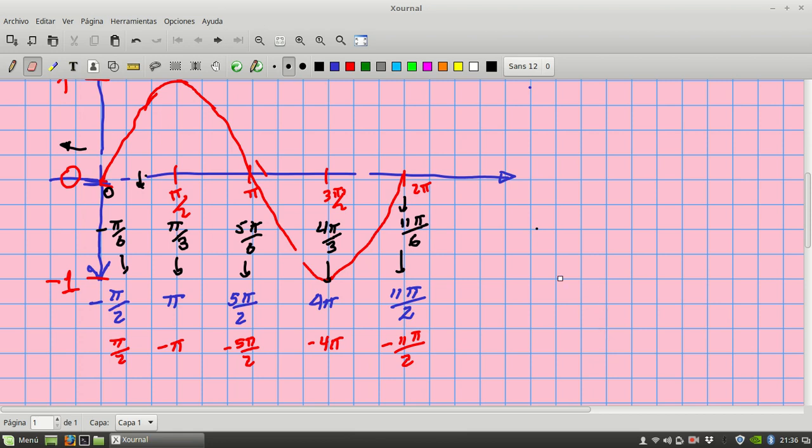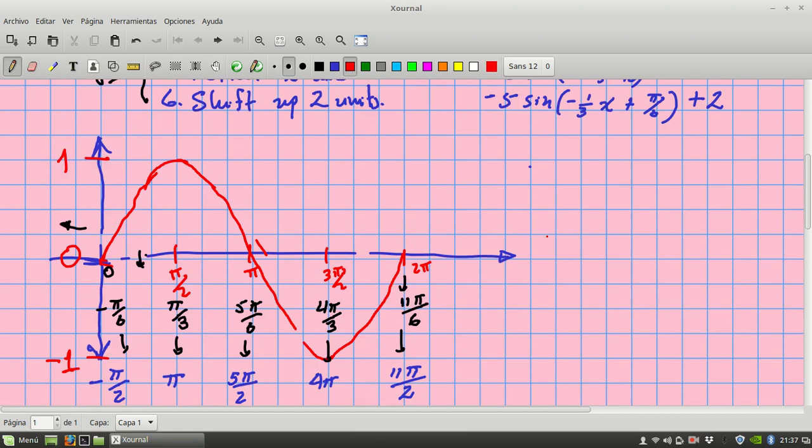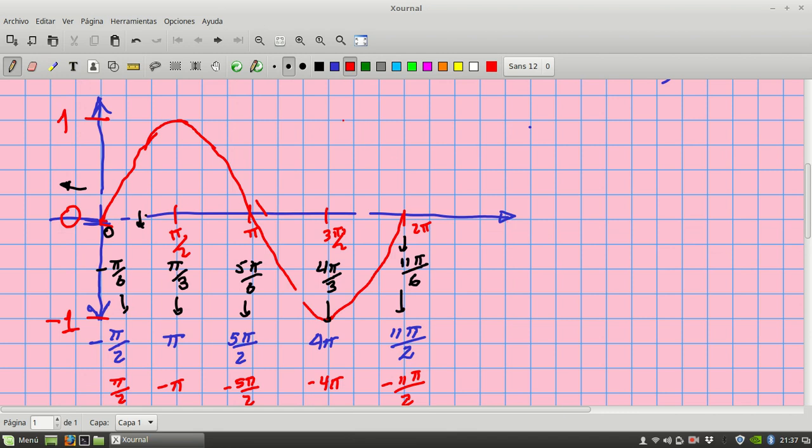Transformations with y. So the first says stretch vertically 5 units. So if I stretch the function vertically 5 units, what's going to happen is that the 1 becomes a 5 because I multiply by 5. The 0 stays 0, and if I stretch, the negative 1 becomes negative 5. Okay, that's the first part.